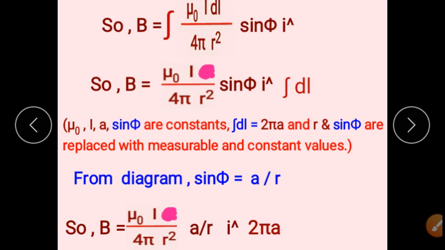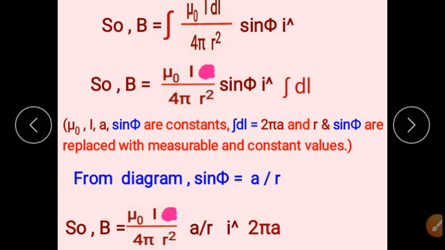The sigma we can replace using integration. That is B is equal to integral mu 0 I dl by 4 pi r square sin phi i cap. Now here, integration is over which term? As dB is the magnetic field due to a small current element, we have to find out the magnetic field due to the entire current element. Therefore, we have to integrate dl. Except dl, bring all other terms outside the integral. We can write mu 0 I divided by 4 pi r square sin phi i cap integral dl.